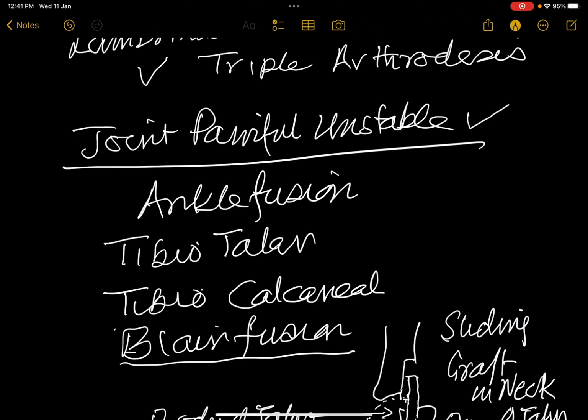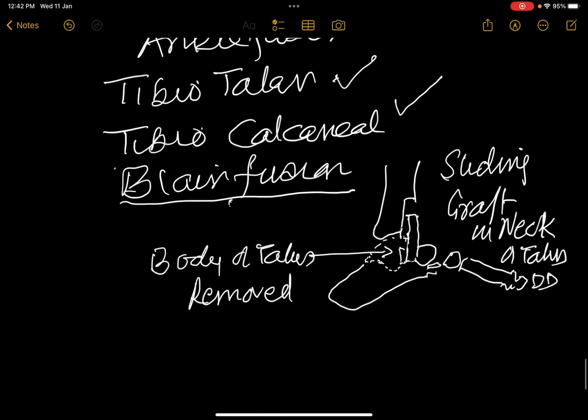Now, if the joint is painful and unstable, you fuse the ankle. You fuse the tibia to the talus. You can remove the talus, fuse the tibia to the calcaneum, or you may do what is called Blair's fusion, in which you remove the body of the talus and you slide an anterior graft into the neck of the talus. So this allows some degree of plantar flexion and dorsiflexion. This operation is called Blair fusion.